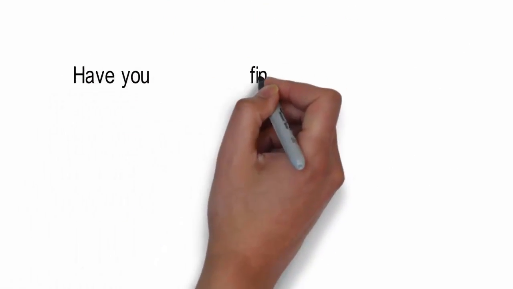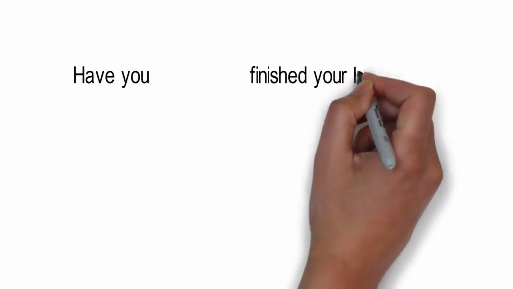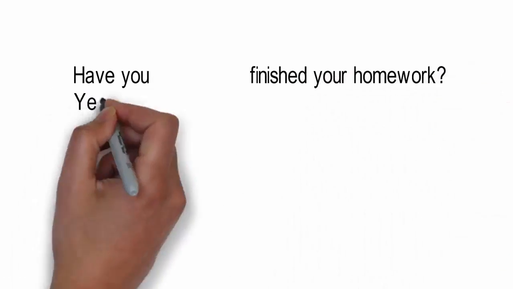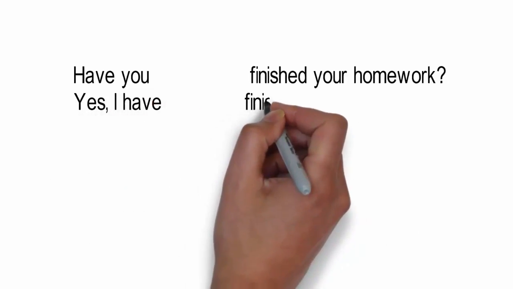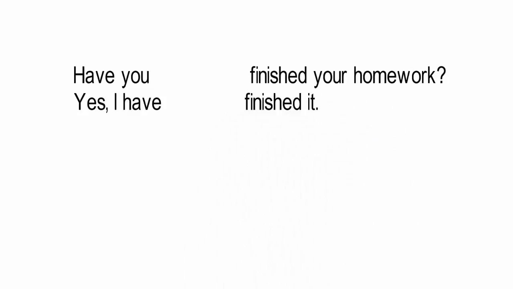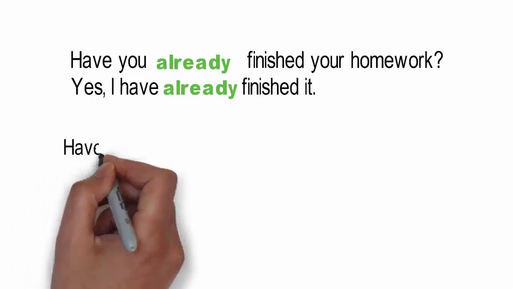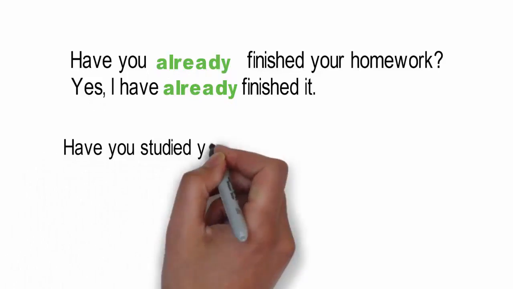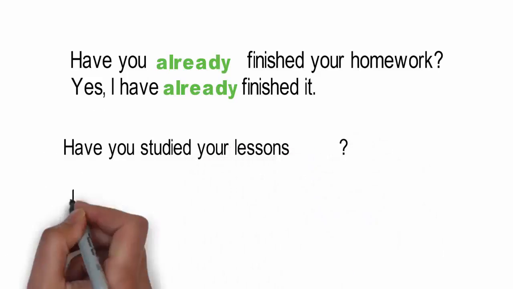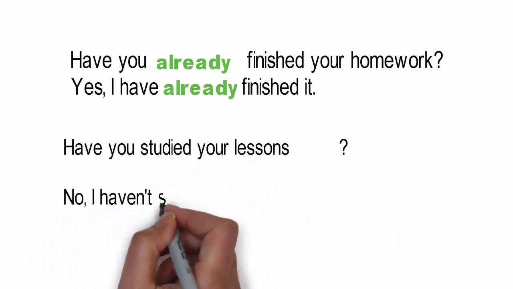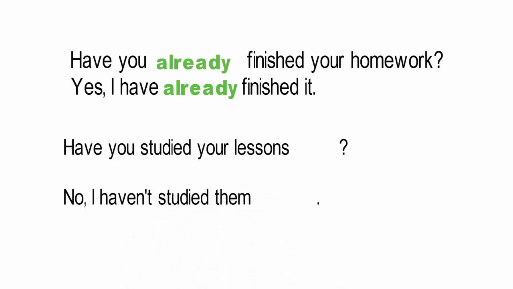Already. We use already to ask for confirmation or to give information about some action. So, have you already finished your homework? Yes, I have already finished it. We can use already in questions or in positive statements. What about yet? We can use yet in questions or in negative sentences, and usually we use it at the end of the sentence. For example, have you studied your lessons yet? No, I haven't studied them yet.